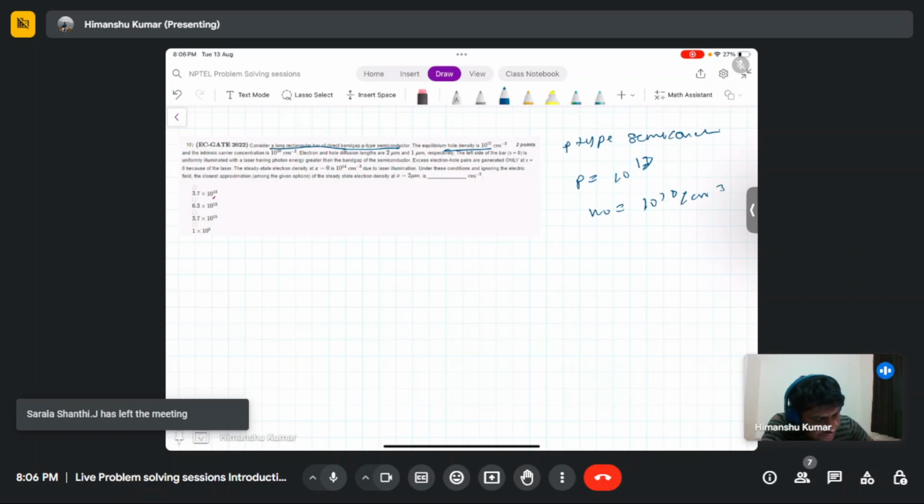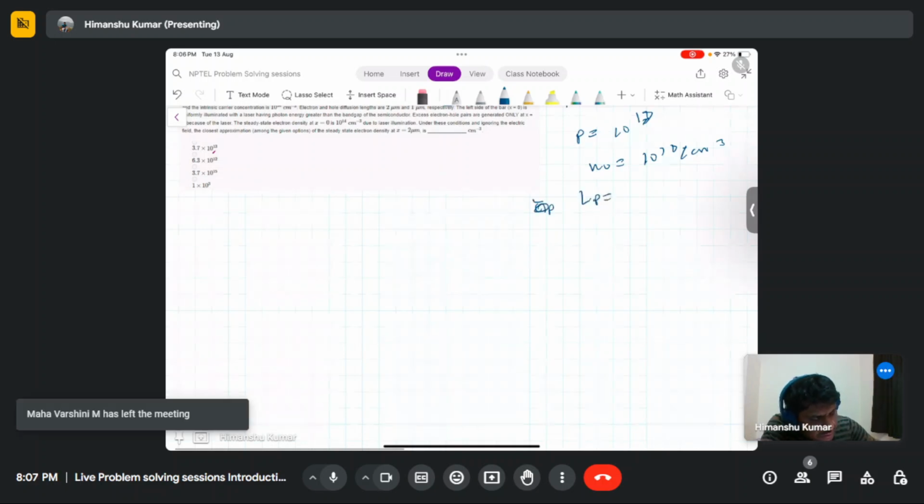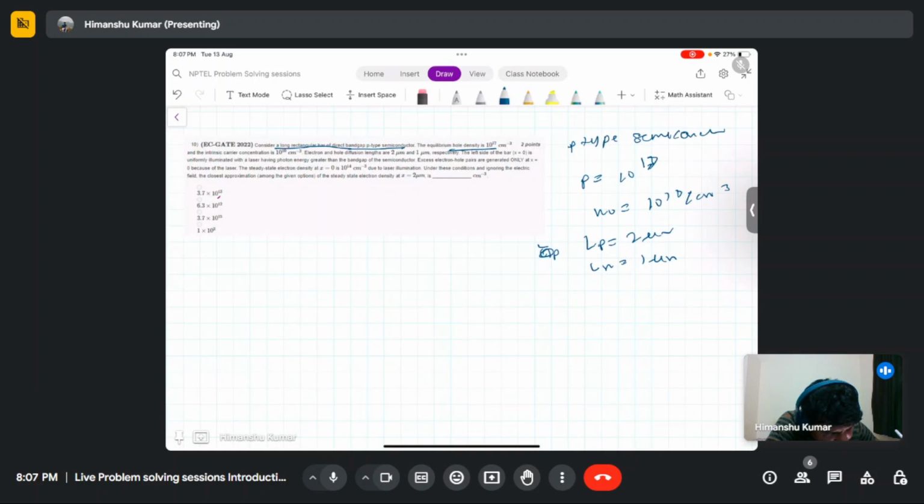Electron and hole diffusion lengths are 2 micron and 1 micron. So LP is 2 micron and LN is 1 micron. No, this is reversed. This is electron and this is hole. The left side of the bar.